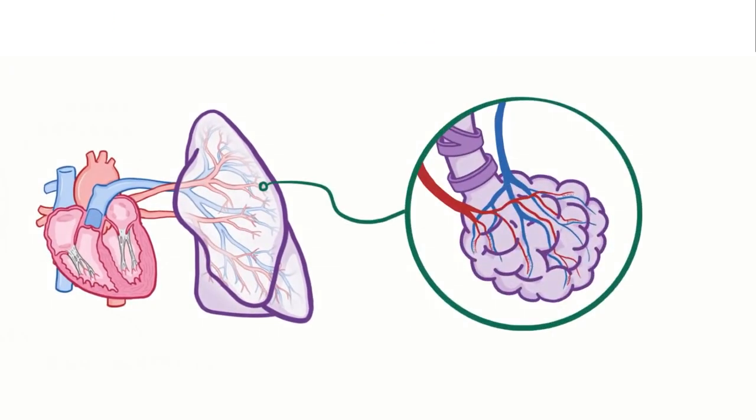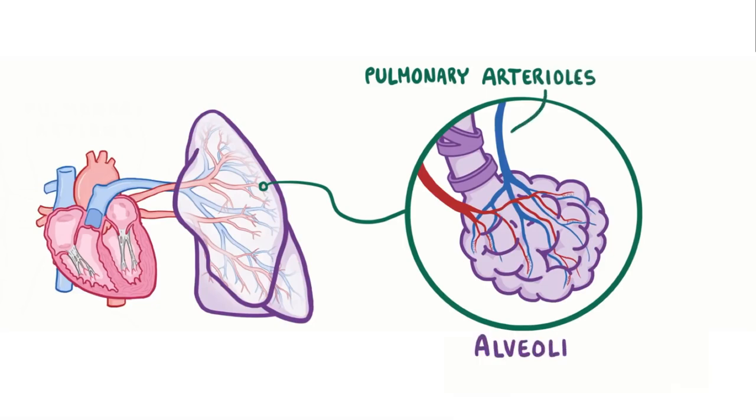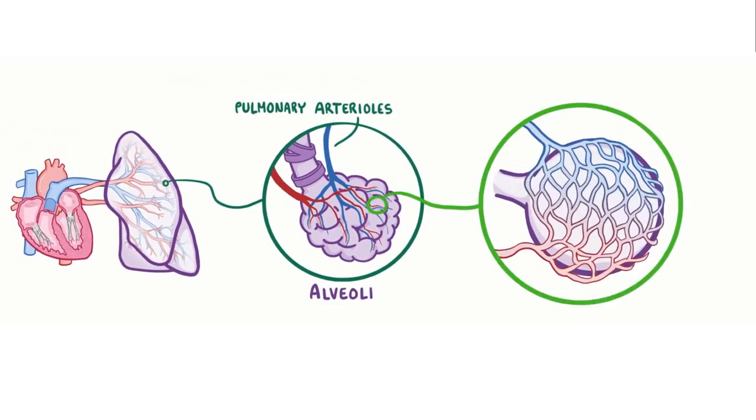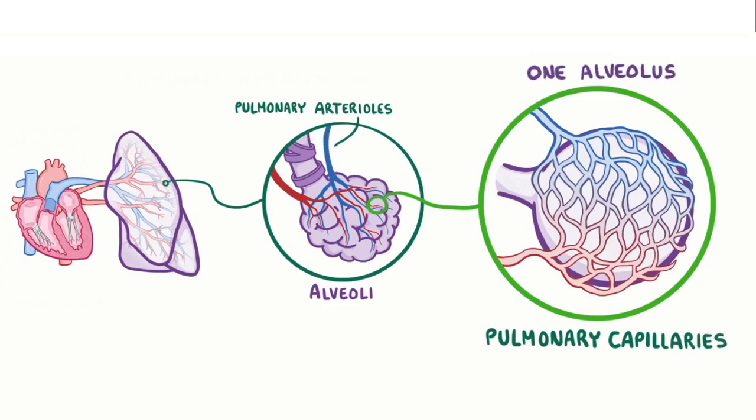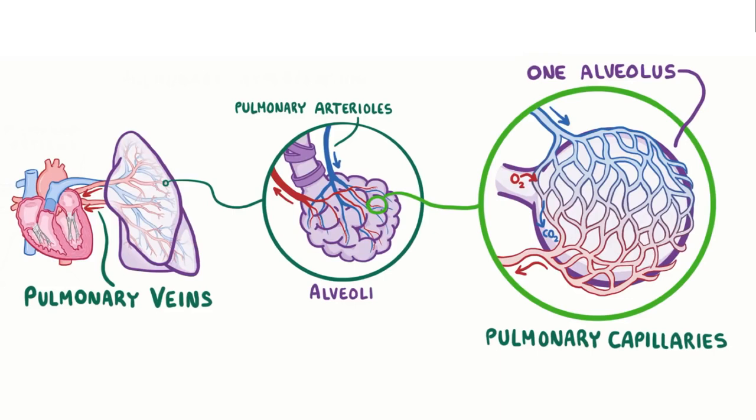The pulmonary arteries divide into smaller arteries known as pulmonary arterioles, and then eventually into pulmonary capillaries, which surround the alveoli, which are the millions of tiny air sacs where gas exchange happens. At that point, oxygen enters the blood and carbon dioxide enters the alveoli. The pulmonary capillaries drain into small veins that join to form the two pulmonary veins exiting each lung. And these pulmonary veins complete the circuit by delivering oxygen-rich blood into the left atrium.